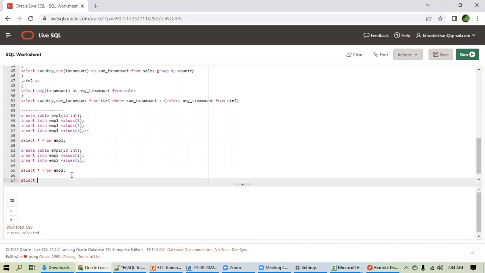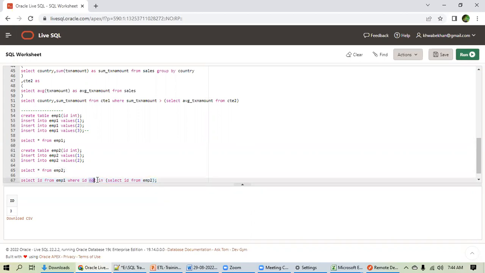Select ID from EMP1 where ID not in (select ID from EMP2). Good. So this is the query I will run, and this will give me the IDs which are present in employee 1, but not present in employee 2, and the answer is 3. So ID 3 is present in employee 1 table, but missing in employee 2, right? Hope this query is clear to you all.